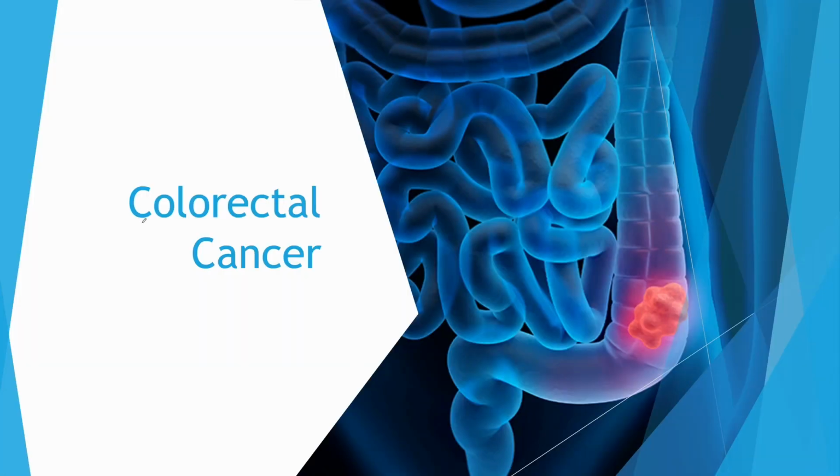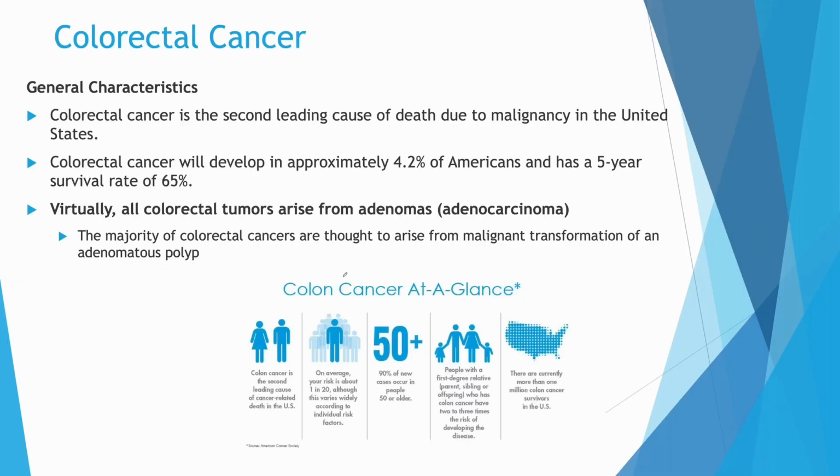All right, next up we're going to talk about colorectal cancer. It's the second leading cause of death due to malignancy in the United States. So that's pretty striking, right? Because of that, and also because of the amount of people that are susceptible to getting it, we have screening measures for colorectal cancer. It's thought that most colorectal cancers arise from adenomas, abnormal growths within the colon, and from that tends to become a malignant transformation of an adenomatous polyp.